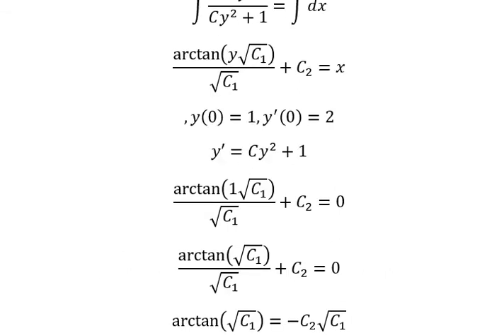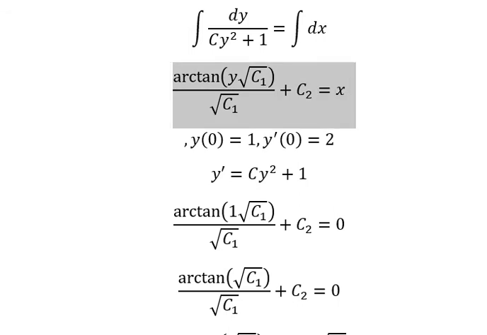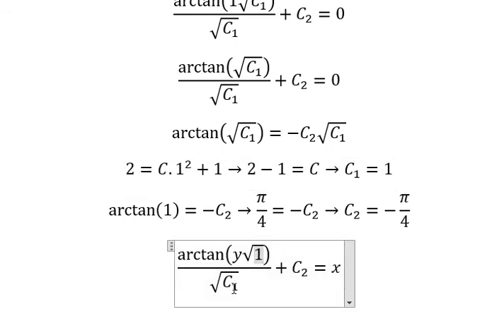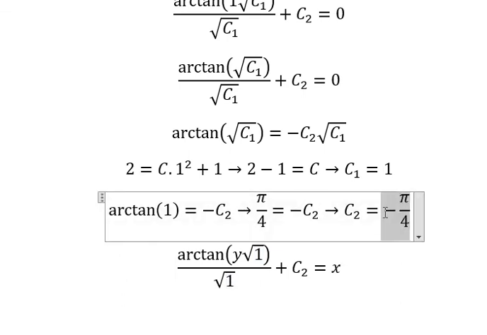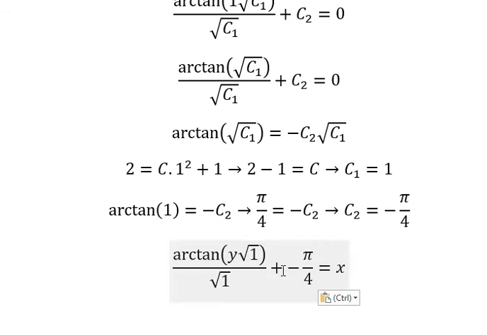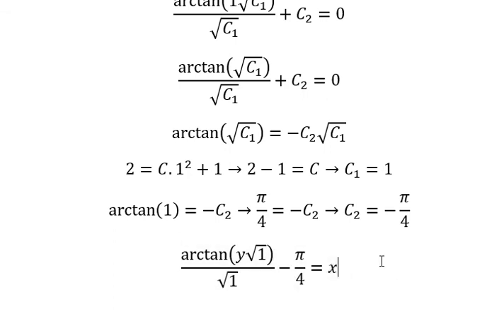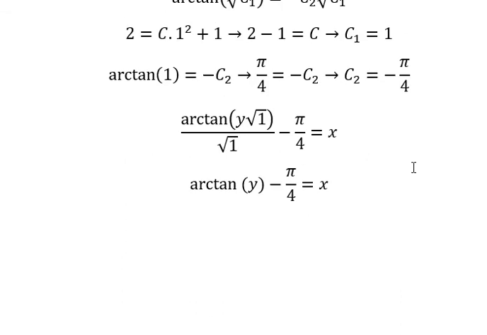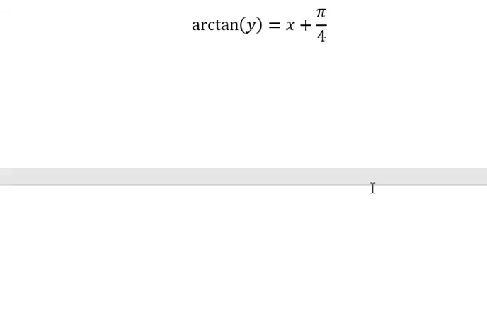And now we need to return back to this one. So C1 is 1. C2 is negative pi over 4. And now we need to simplify. This is arctan of y. So we put negative pi over 4 to the right. And later we put the tan for both sides.